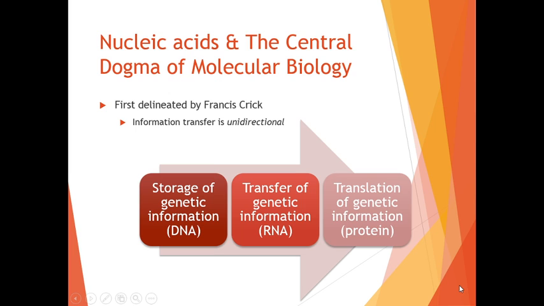The central dogma of molecular biology was first delineated by Francis Crick. Now, this says that the information transfer is unidirectional. Storage of genetic information happens in DNA. Transfer of genetic information happens in RNA. And translation of genetic information happens via proteins.